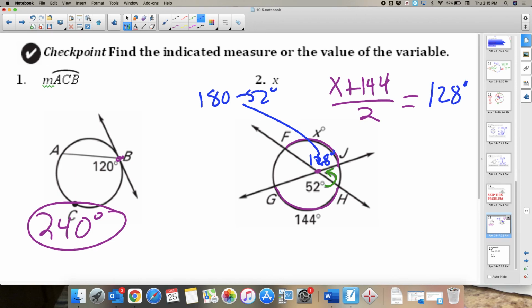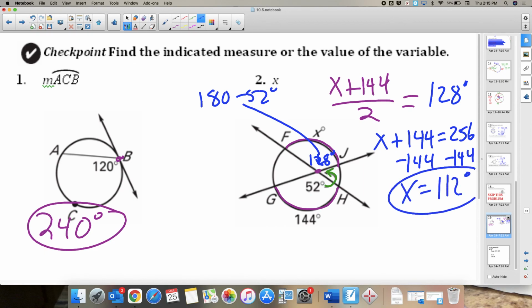So to solve our equation, we multiply both sides by 2. X plus 144 equals 256. Subtract our 144 over. We get x to equal 112 degrees.